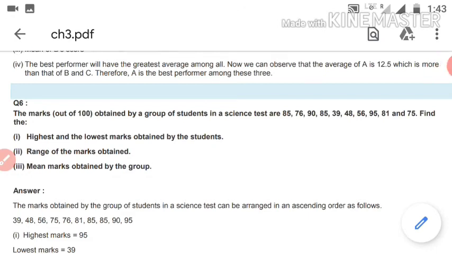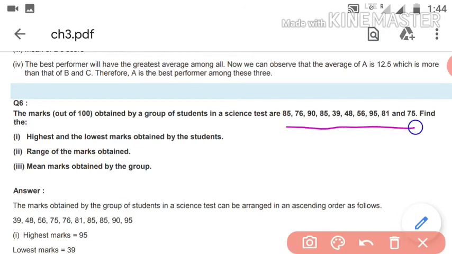Sixth question, the marks out of 100 obtained. Out of 100 means the total marks was 100, okay? Obtained by a group of students in a science test are 85, means out of 100 the marks is 85, 76, 90, 85, 39, 48, 56, 95, 81 and 75. Find the highest and the lowest marks obtained by the student.